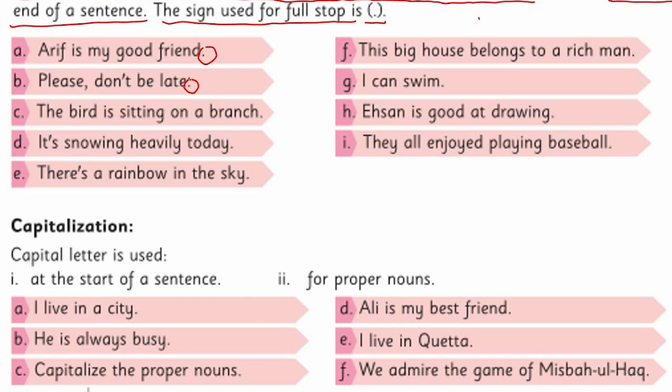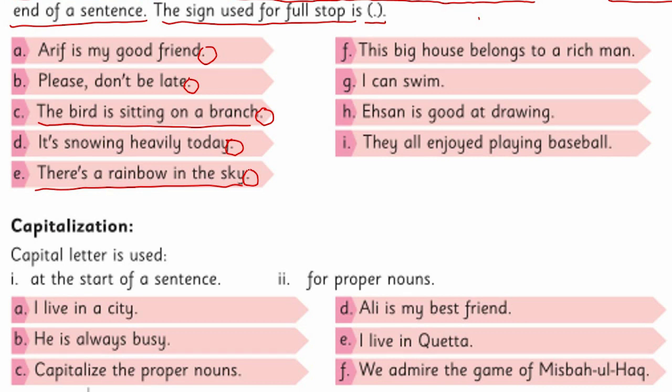In the third sentence, the bird is sitting on a branch. So the full stop is here. In the fourth sentence, it's snowing heavily today. This is the full stop at the last of the sentence. There's a rainbow in the sky. So here is the full stop at the end.